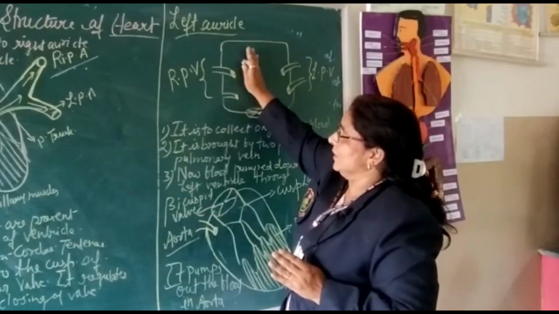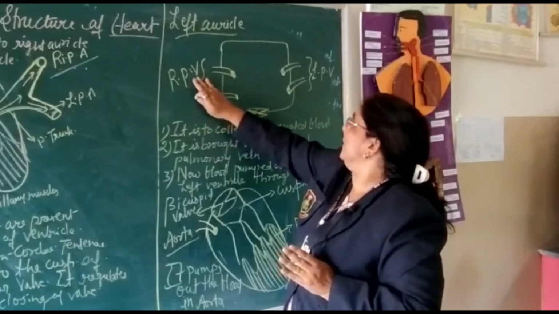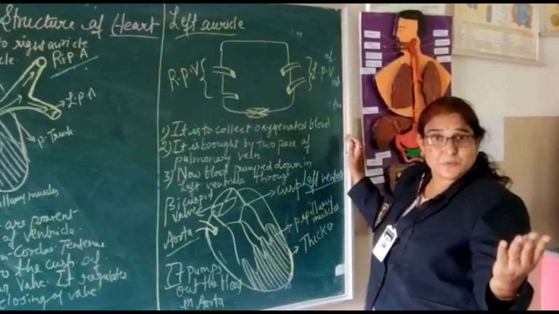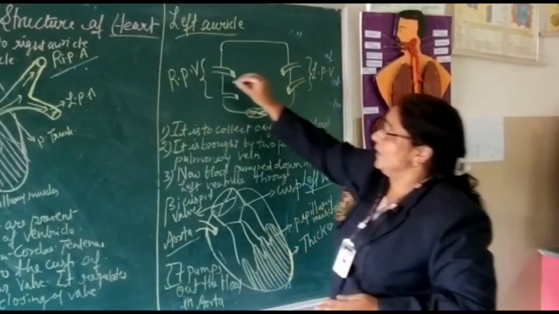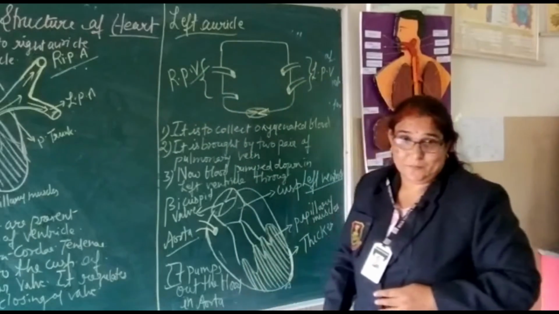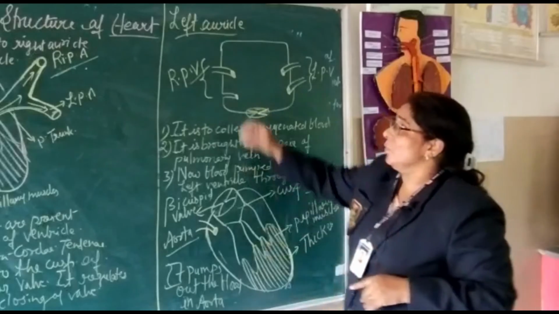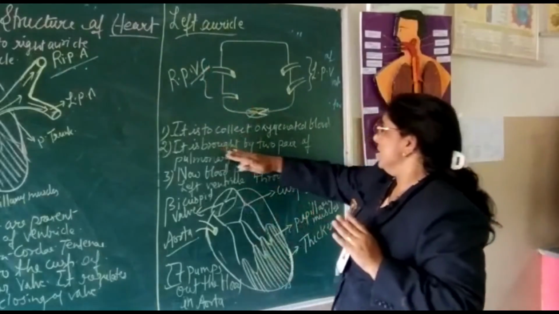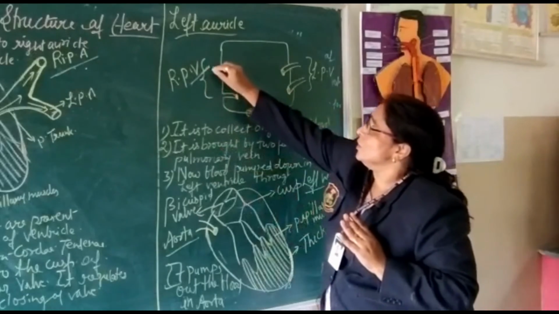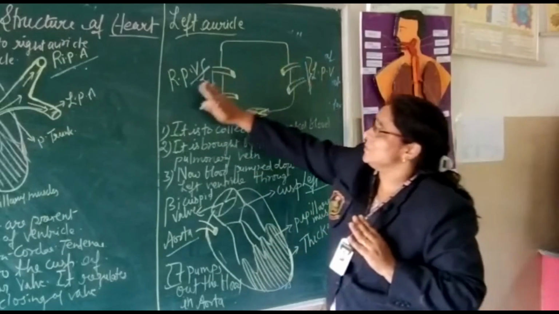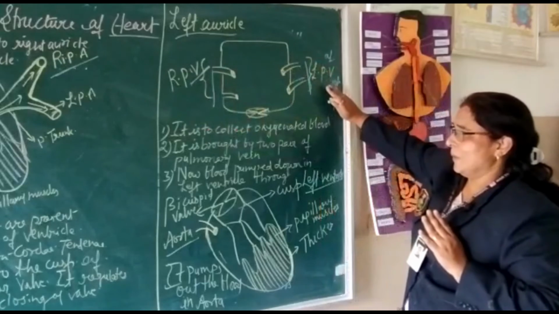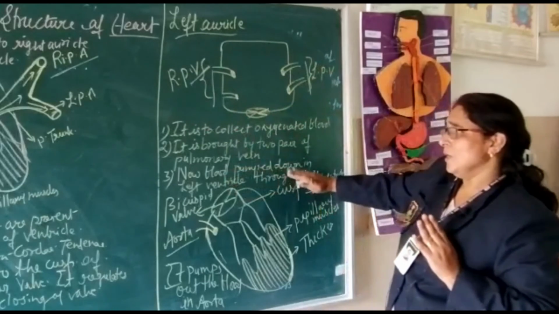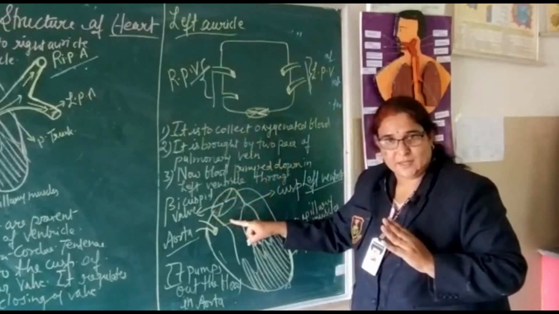In the left auricle, there are the right pulmonary vein and the left pulmonary vein. Means again there is an exception. What is the exception? Veins carry impure blood, but in our heart these veins carry pure blood. Clear? Means it is brought through two pairs, the right pulmonary veins and left pulmonary veins. Now the blood is pumped down into the left ventricle.